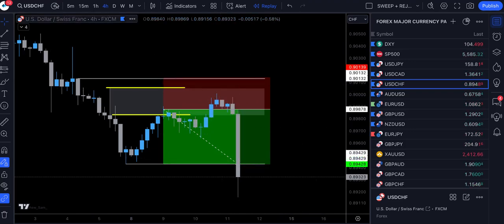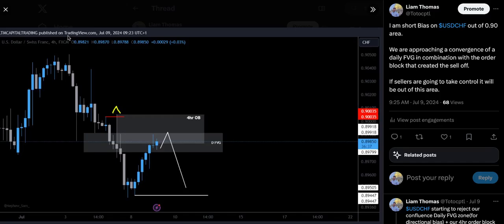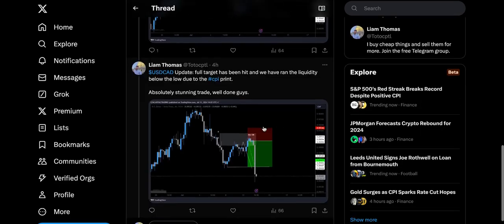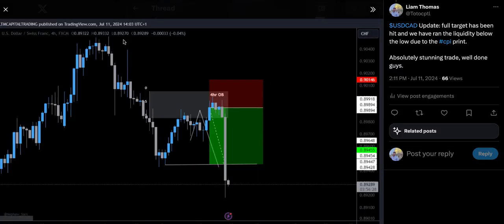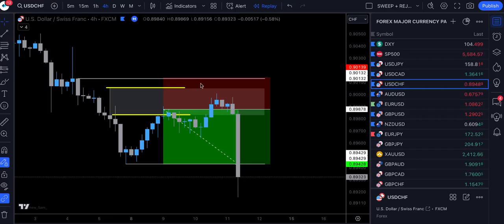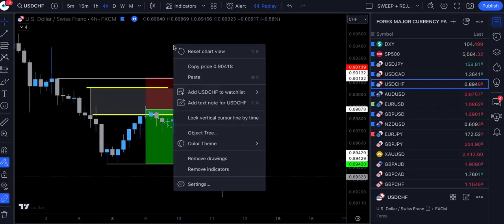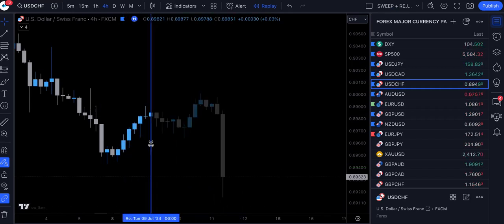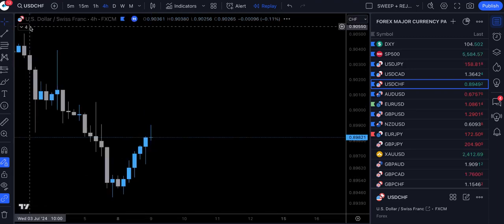This was the outcome of the trade. Okay, so this was the initial analysis. These are the live updates, and this was the outcome shared in real time on the market. Okay, so let's just jump over to USD CHF, clean chart, and let's break down why exactly this trade was taken.